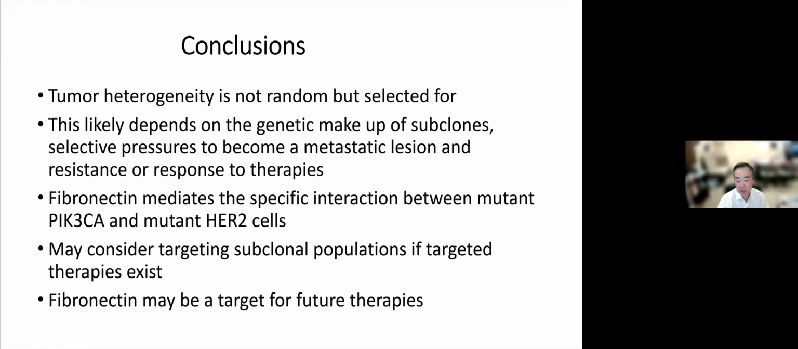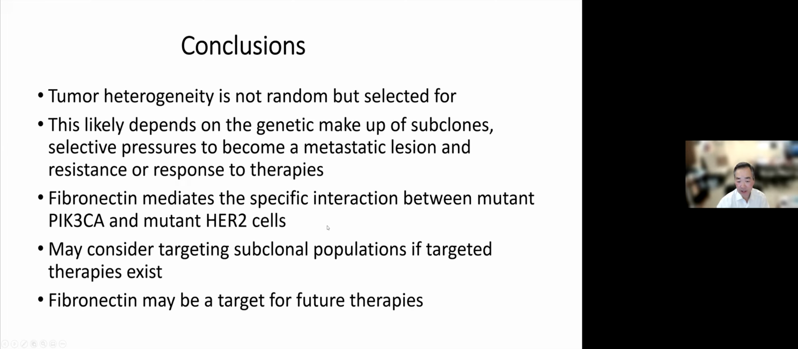That in fact, there's probably some local eco-environment, if you will, that selects for an architecture or subclonal architecture that is not random, and that could be from what is in that patient's body at the time in terms of drugs, or just how they set themselves up in the liver versus the bone or the lung. This probably depends upon the genetic makeup of the subclones and the selective pressures to become metastatic, and again, the resistance or response to therapies.